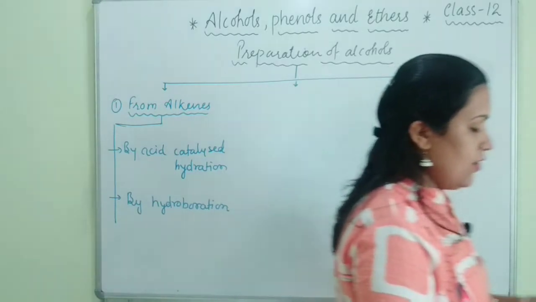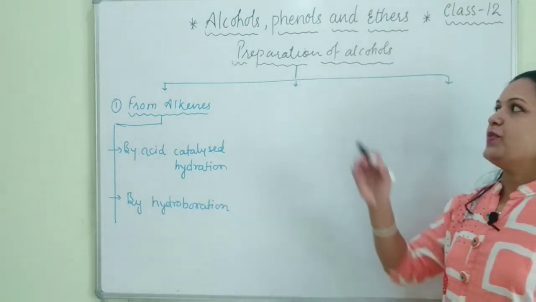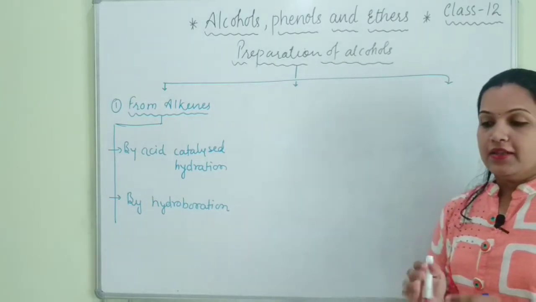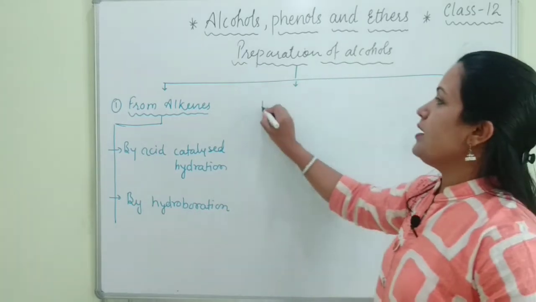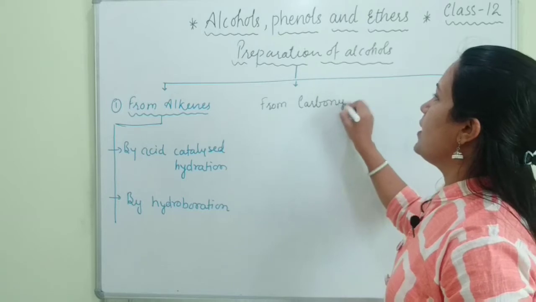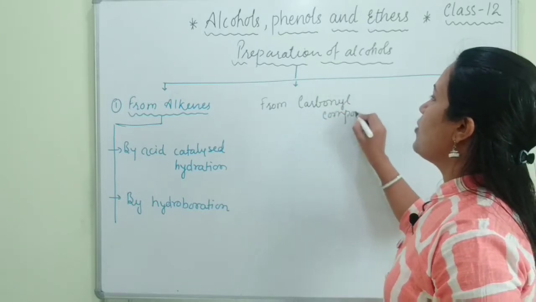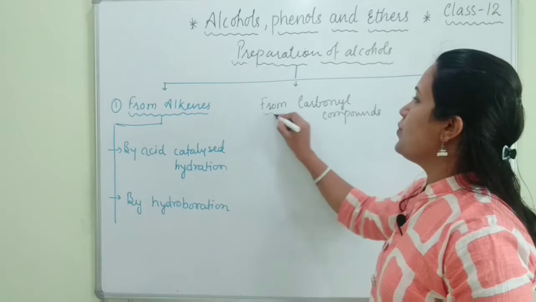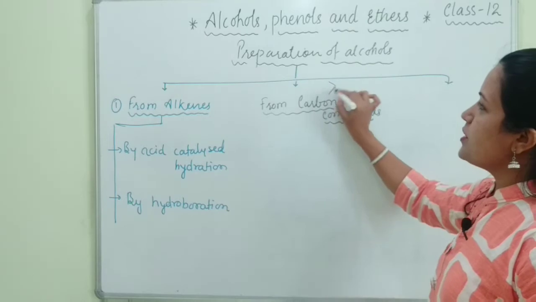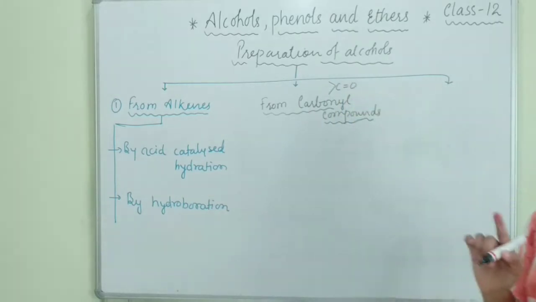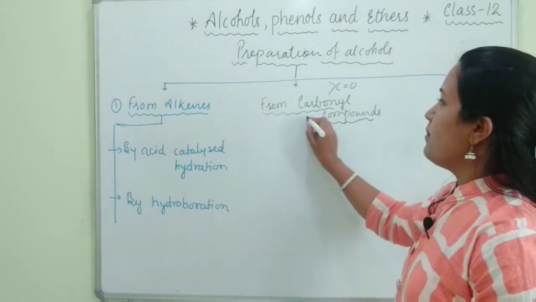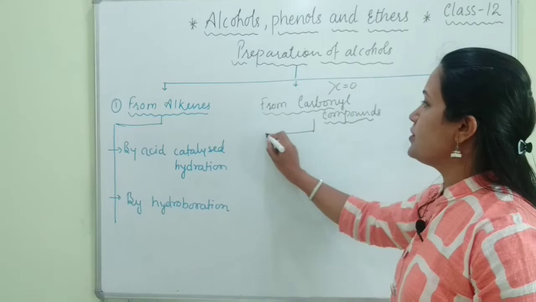Now let's see what the second way of preparation of alcohols is. The second way is we can prepare it from carbonyl compounds. Carbonyl compounds means the compounds which have a C double bond O linkage. Now when we study carbonyl compounds, we need to study here also.